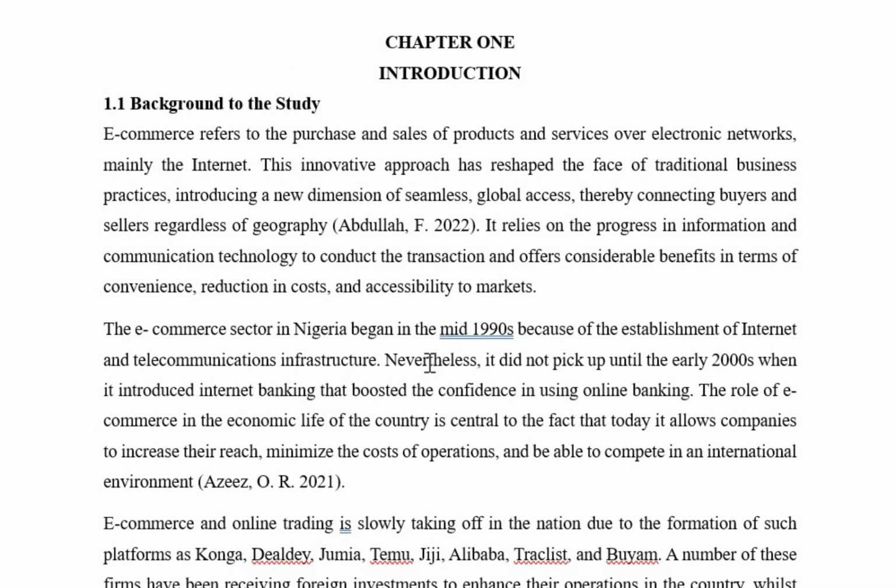You can see that the write-up of chapter 1, we have introduction, and if you look at it very well, the background of the study. The background of the study starts with e-commerce platform, because the e-commerce platform is associated with the dependent variable. We are looking at customer loyalties on e-commerce platform. So the first thing they explain here is the e-commerce platform, which is associated with the dependent variable. So when you are explaining your background of the study, it starts with the dependent variable.